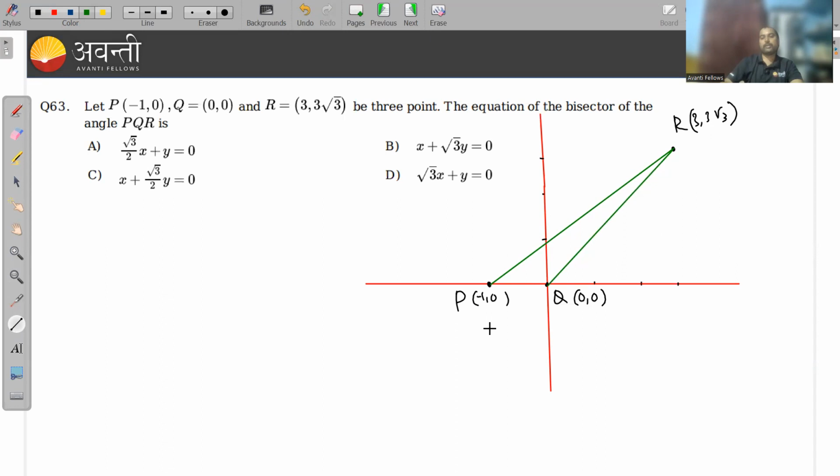Okay, this is my R, this is my P, this is my Q. Now it is given that the equation of angle bisector... it is asking the equation of angle bisector for the angle PQR. So PQR की angle bisector मुझे पूछा है. Let's draw the first angle bisector.